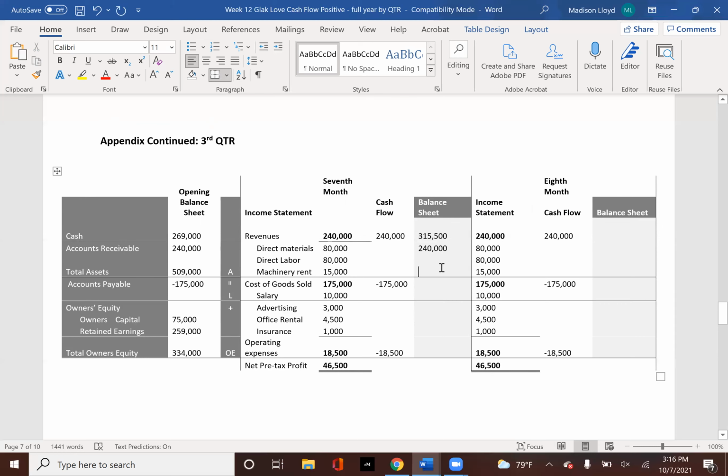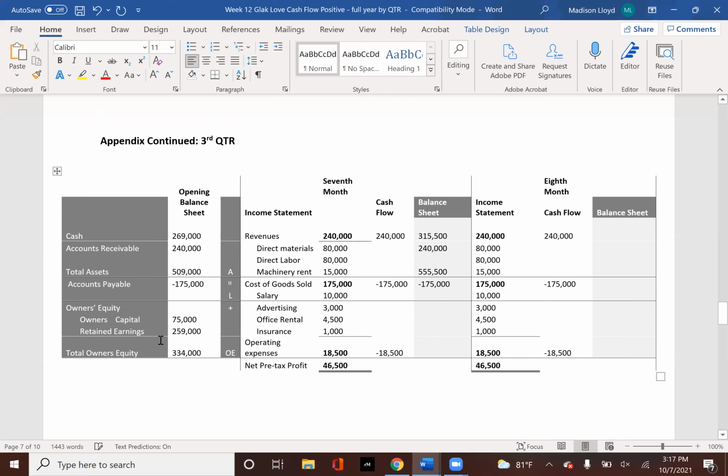So $315,500 plus $240,000 revenue. You're going to come out with $555,500. Okay. These are your total assets, and this is what you're going to use to pay off your expenses next month. Okay. You put here in your accounts payable your accounts payable of this month, your $175,000 cost of goods sold. Record that in your balance sheet.